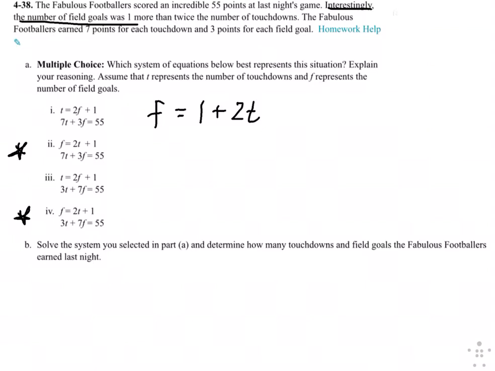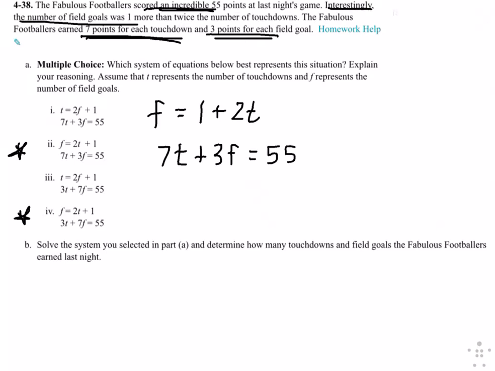And then it says they scored 55 points, and then they tell you that there's 7 points for a touchdown and 3 points for a field goal. So that would mean 7 times how many touchdowns, plus 3 times every field goal, has to equal 55. So let's look for that one. 7t plus 3f is 55. Okay, so that one is from here. So for A, there's the system of equations.